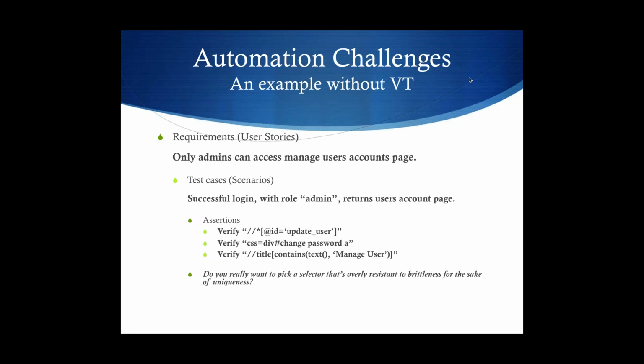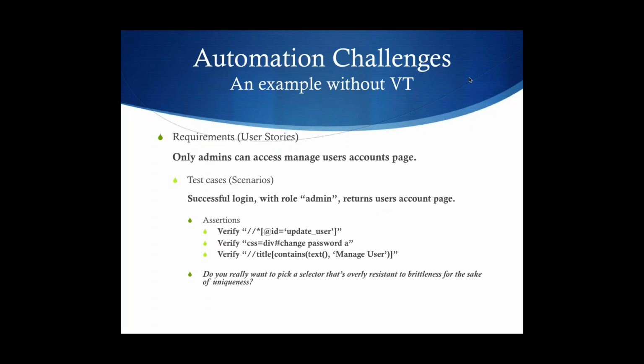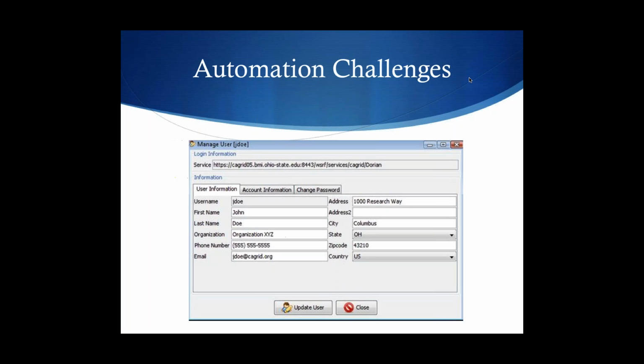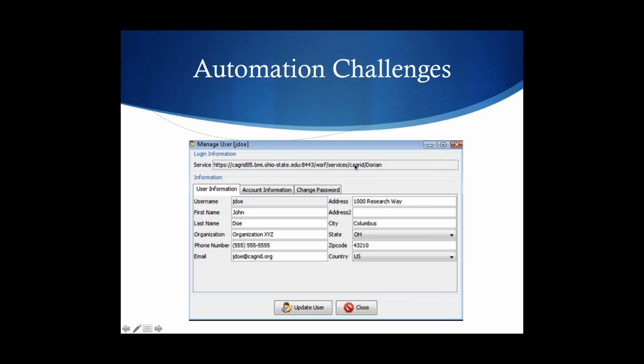And here's an example. So here's our user interface. This is the application as it stands. We logged in as admin, and that's the page that we want to access. So if we rewind it back to those three assertions, it passes. We have the button that says update, we have a change password element, and the title is manage user. So this is going to pass.